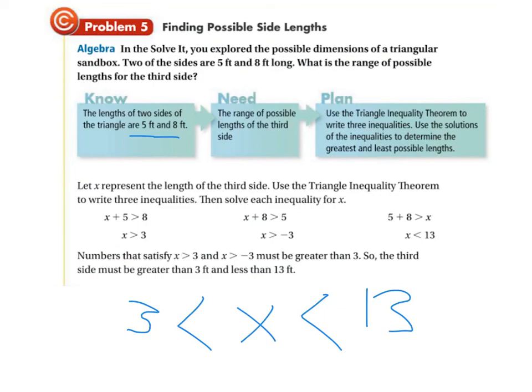So easy, right? If you know two sides, you can find the range of numbers that the third side could possibly be by subtracting them as a positive number, 8 minus 5, and then adding them for that one. Okay, so we'll do this with the got it problem in just a second.